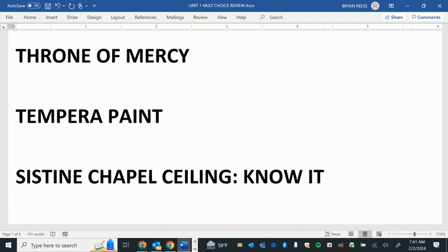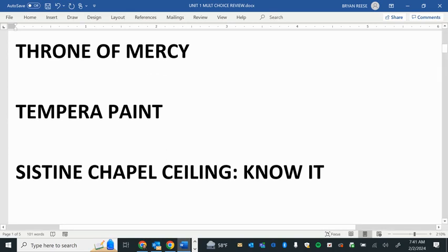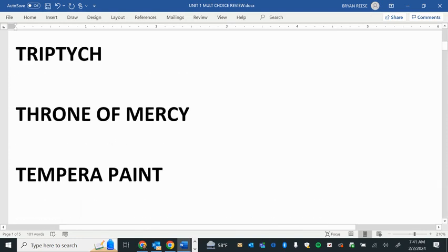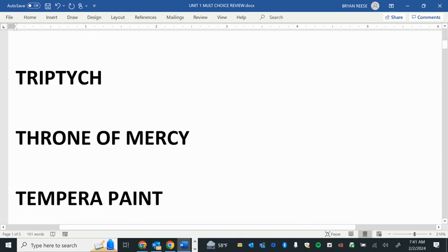So I'm going to show you a picture of a Renaissance artwork that we never looked at in class, and you should be able to identify the title of it by the clues that are in the painting. Tell me if it's a Throne of Mercy or... So how would you know a Throne of Mercy? Yeah, that's right. It would have God, the Holy Spirit, and Jesus in it. How do you know the Holy Spirit when you see it? It's a dove. Know what a triptych is? Diptych, triptych, polyptych.